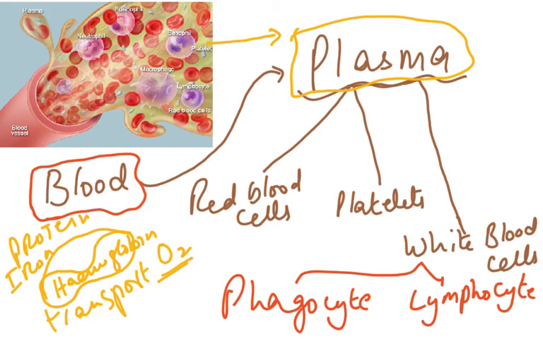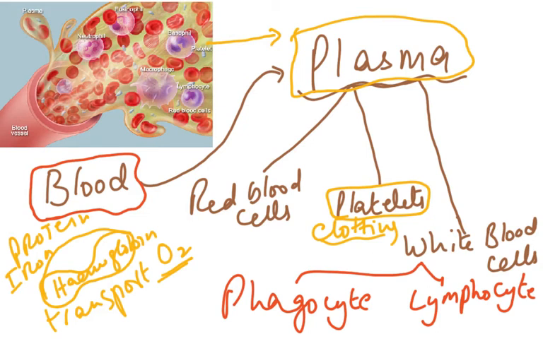Then we talk of cell fragments, which are called platelets, and these are responsible for the clotting mechanism. When you cut yourself and the blood comes in contact with the air, it clots, it coagulates, it solidifies, which means that it prevents further loss of blood and also the entry of pathogens.